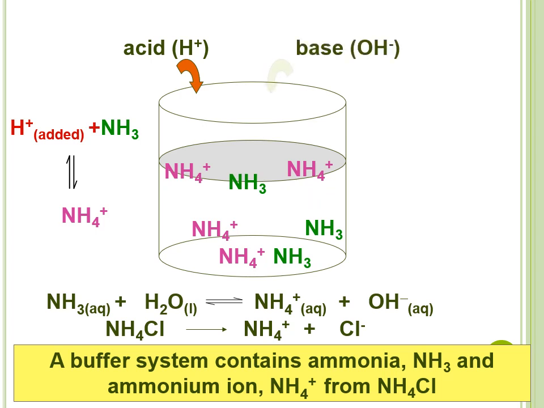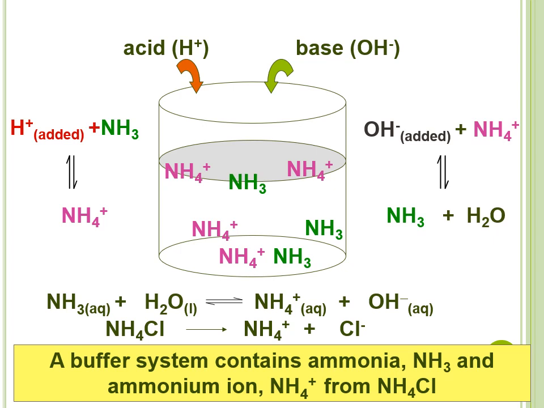And if you add base, the hydroxide ion, the OH minus, is going to be reacting with ammonium ion and they will form ammonia and water. So you can see there are 2 more green items being added in the beaker. This will maintain the pH.